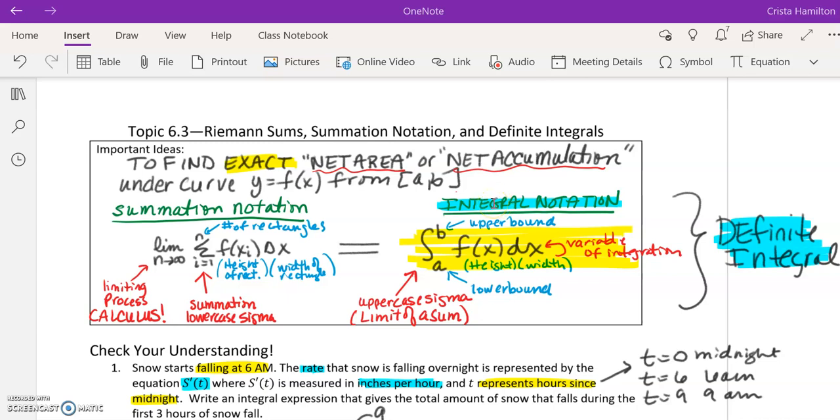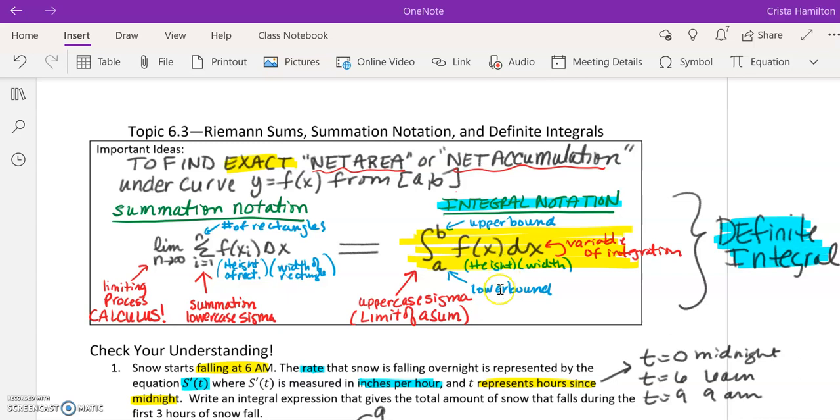We're doing the same thing here. The limit of a sum of rectangles, regardless of which endpoint you use, is a limiting process if we let the number of rectangles go to infinity. So the definite integral, which is going to be related to the indefinite integral that we did earlier in the first set of notes that I did for Unit 6, this integral notation is going to be something that basically represents the net area or the net accumulation.